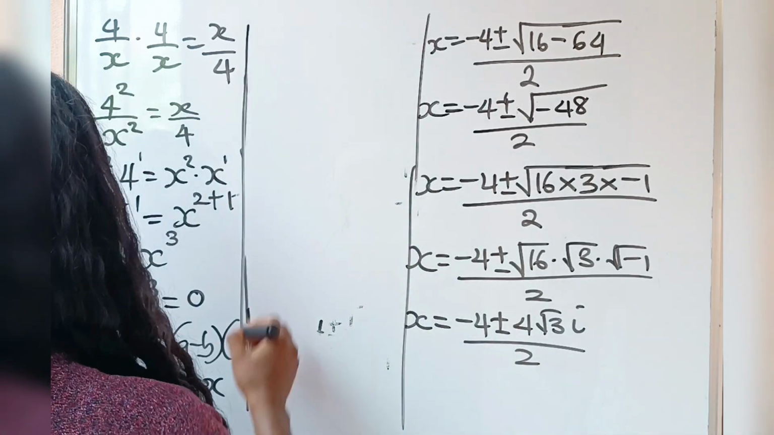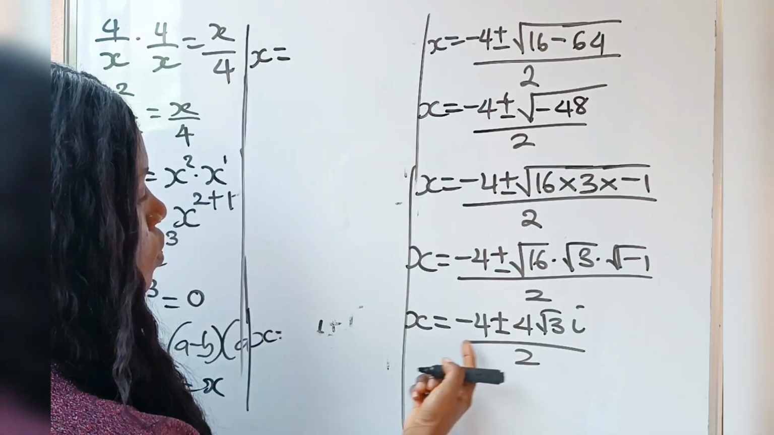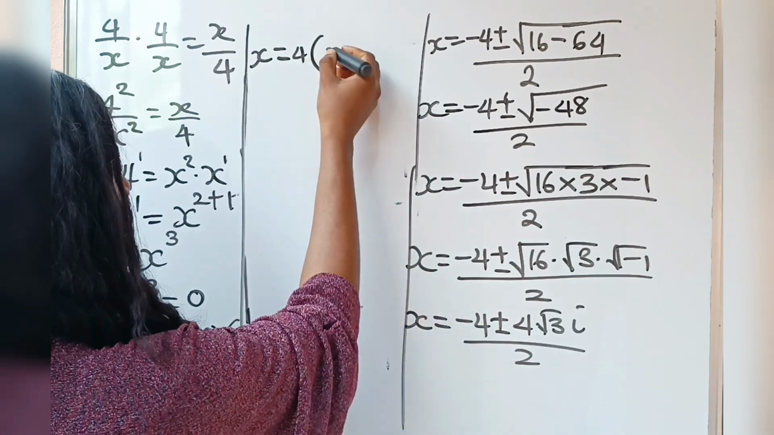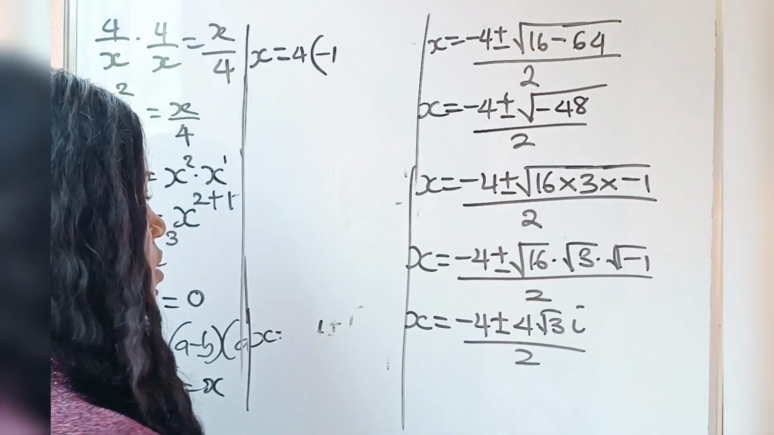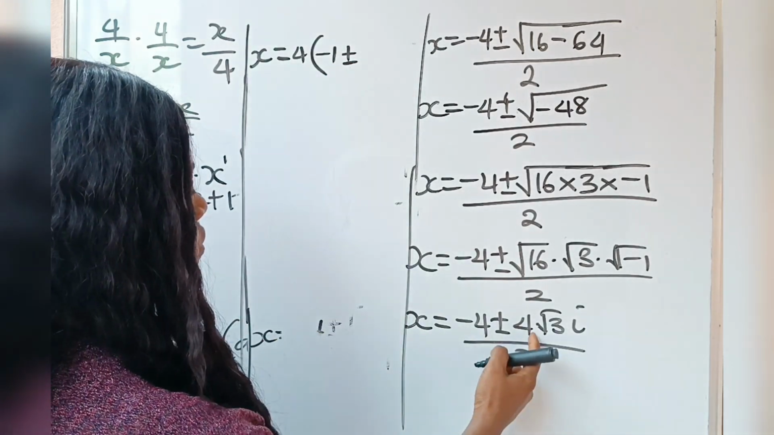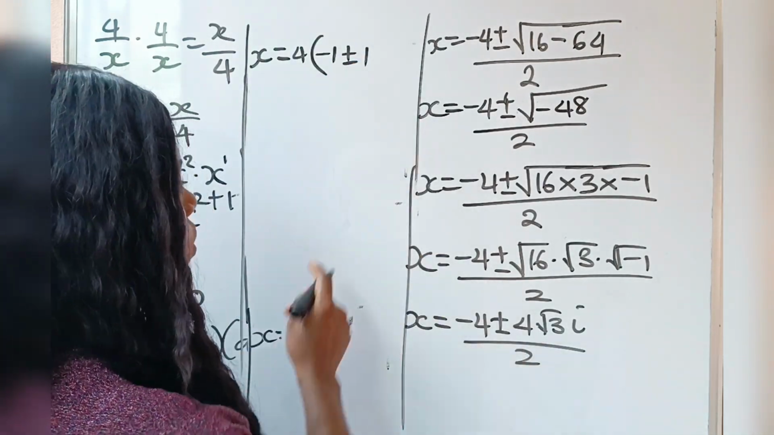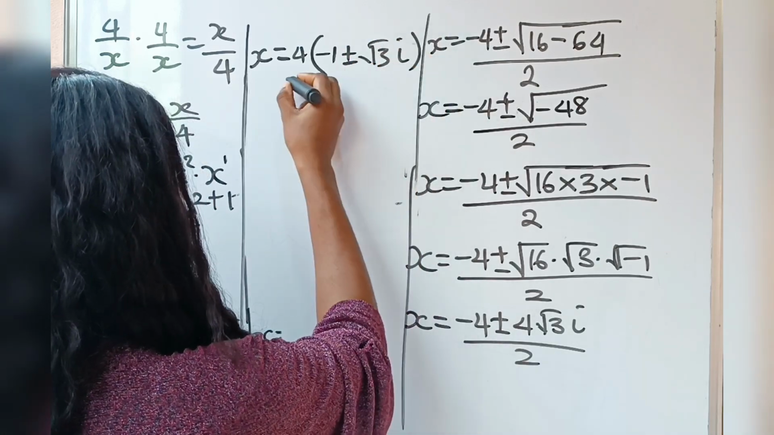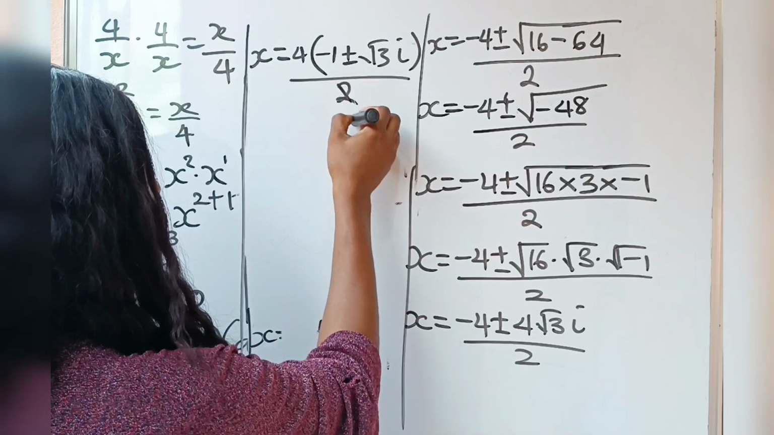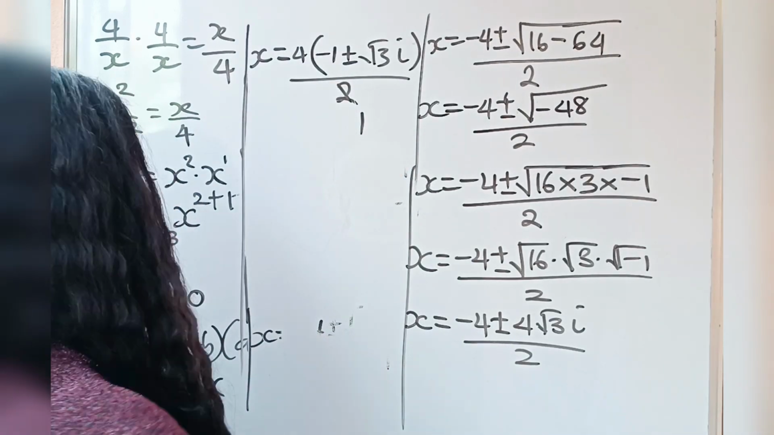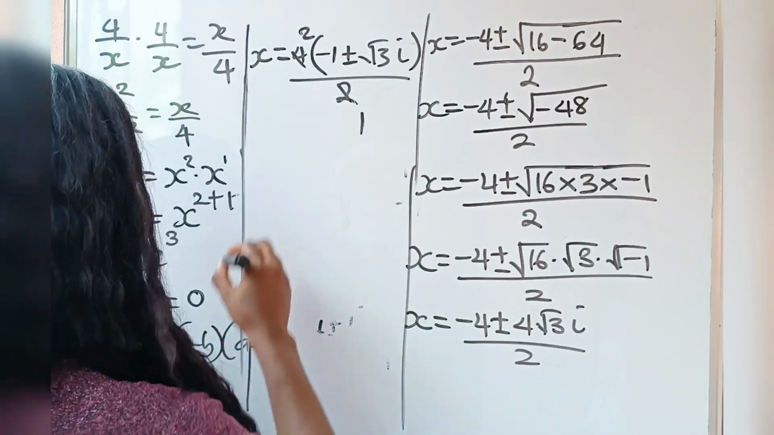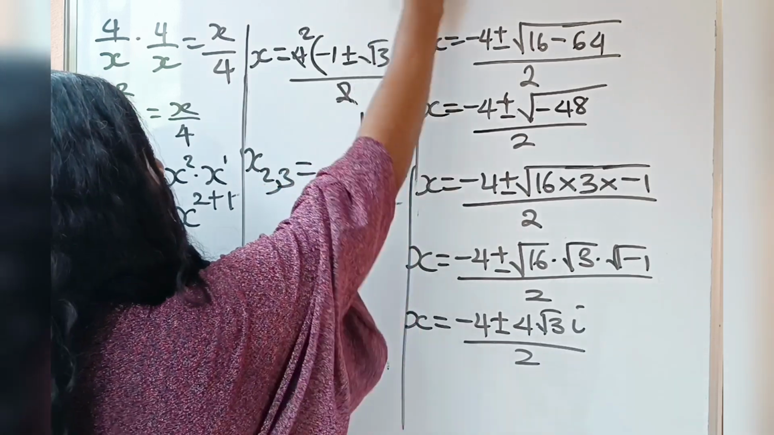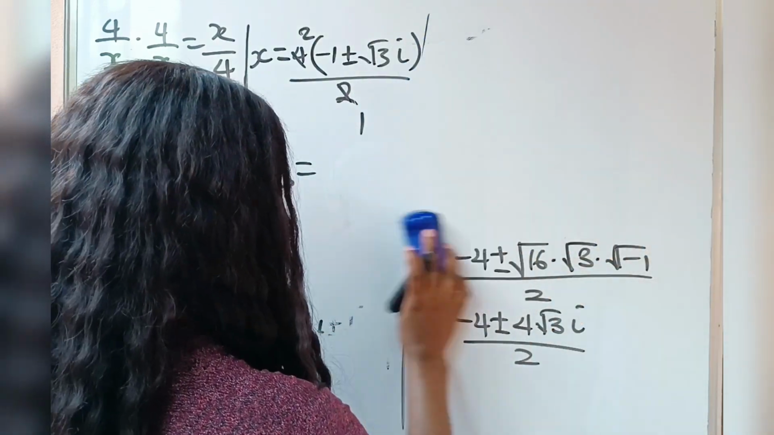So we can say x is equal to, let's factorize, we have 4 in common there. Now when this is divided by 4 we have minus 1, right? Plus or minus, when 4 is divided by 4 we have 1. So no need of writing that, so we just have root 3i, everything divided by 2. So 2 will divide itself to give us 1, we divide 4 to give us 2.